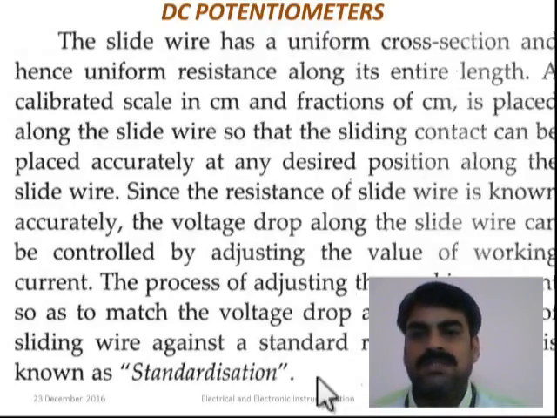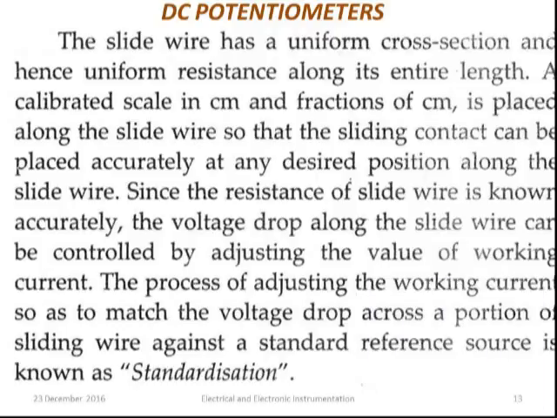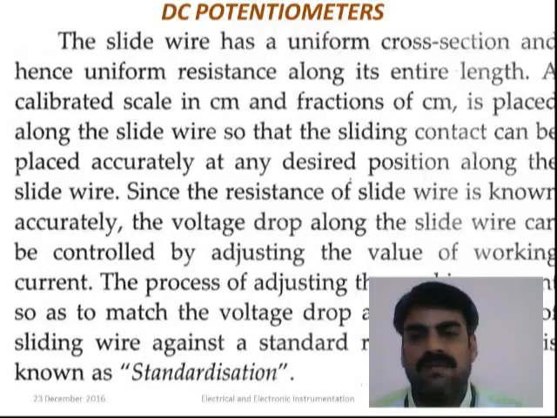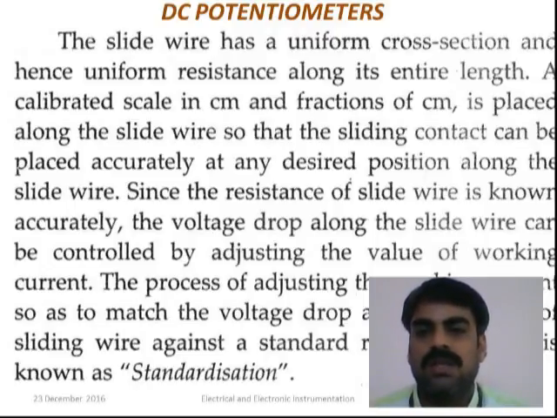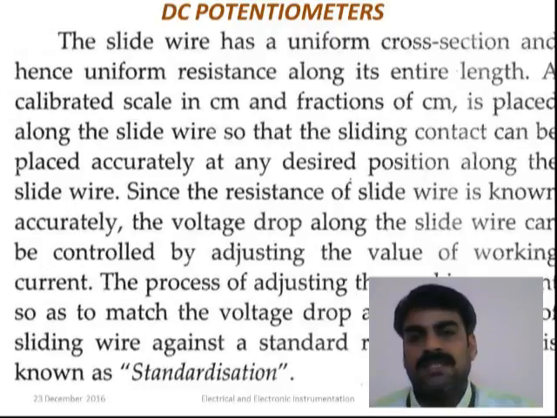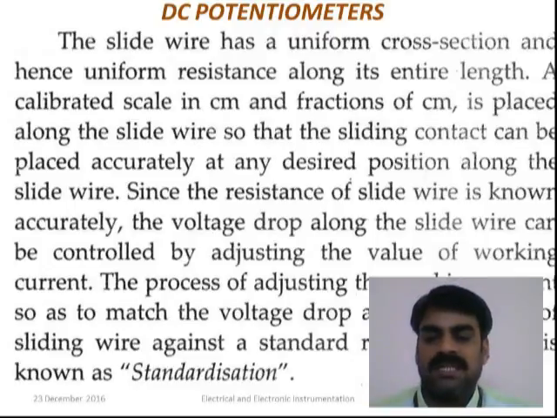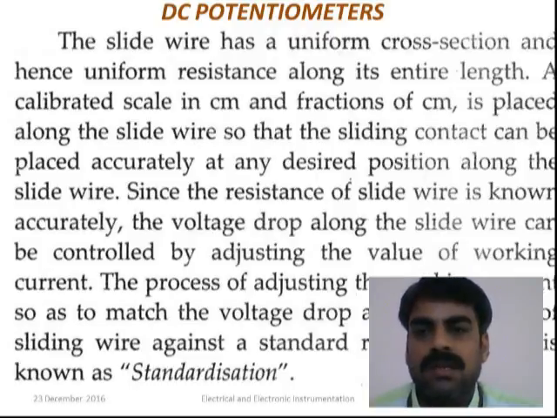The process of adjusting the working current so as to match the voltage drop across a portion of the slide wire against a standard reference source. Here we are considering the standard reference source as 1.0186 volt. When it matches, by adjusting that working current, we say that we have done the standardization. So standardization is basically a process of fixing the working current for the instrument. And the important requirement is that once we have fixed the standard working current, it should not be altered when we operate the instrument under operate mode. This is very important here.